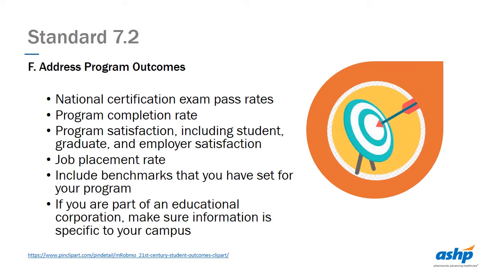Standard 7.2f addresses the program outcomes. Program outcomes include the following: current national certification exam pass rates, program graduation rate, satisfaction surveys, job placement rates for graduates, admission rate, and benchmarks that are set by your program. National certification exam pass rates can be requested from PTCB and NHA. Ensure that these documents are reflective of your campus if your program is part of an educational corporation with multiple campus sites.